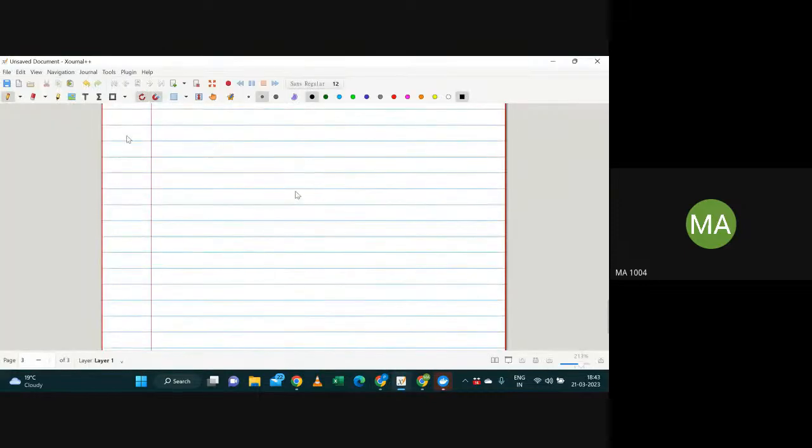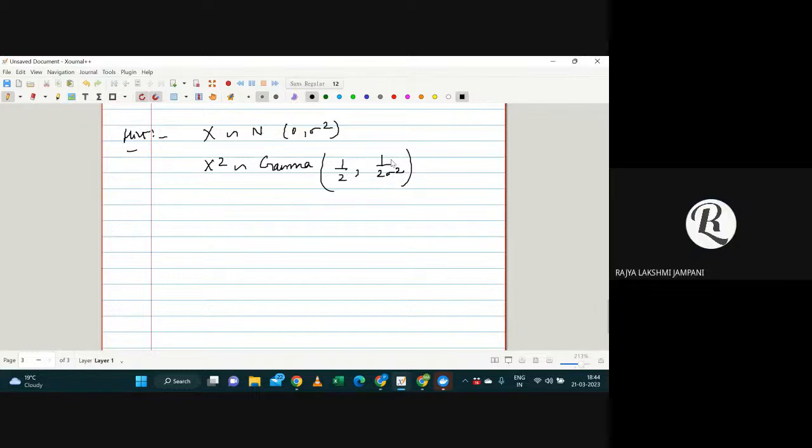Suppose my random variable X follows normal 0 comma sigma square. Then X square will follow, I think sir has told in the lecture, gamma. It will be gamma 1 by 2 comma 1 by 2 sigma square. This is for one random variable.